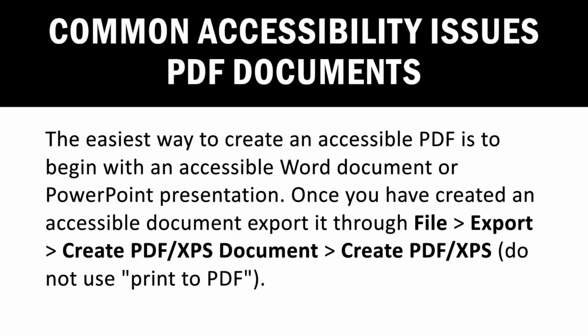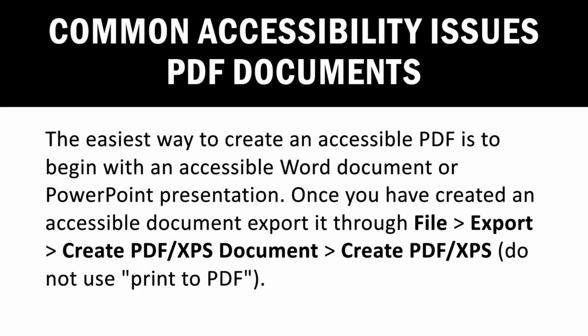All the rules that we've discussed today apply to PDF documents. The easiest way to create an accessible PDF is to begin with an accessible Word document or PowerPoint presentation. Once you've created the accessible document, you will export it through File and then Export, Create PDF or XPS document, and then Create PDF or XPS. Do not use Print to PDF.